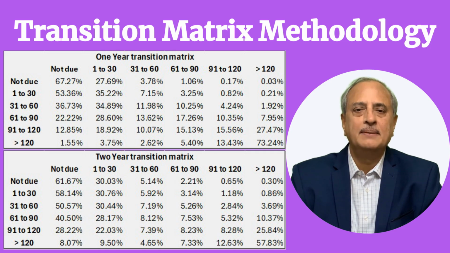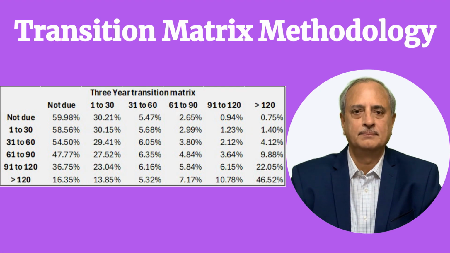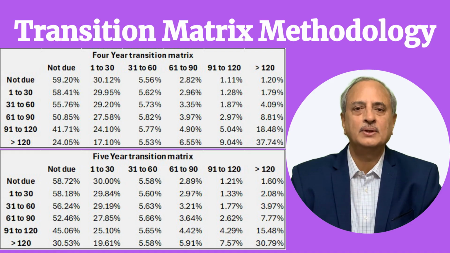As we extend the time frame further, the 2-year transition matrix shows 61.67% of not due loans remain unchanged, with increasing transitions to overdue categories. By the 3-year matrix, only 59.98% of not due loans remain, with notable increases in overdue transitions. The 4-year and 5-year matrices further highlight how risks grow over time, as more loans transition to higher overdue categories or default. These insights are critical for long-term credit risk forecasting.